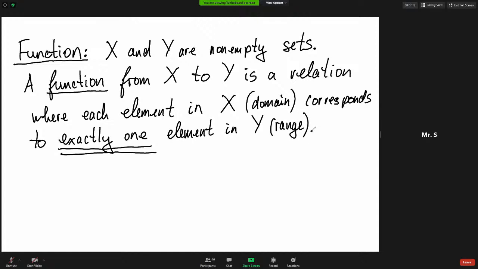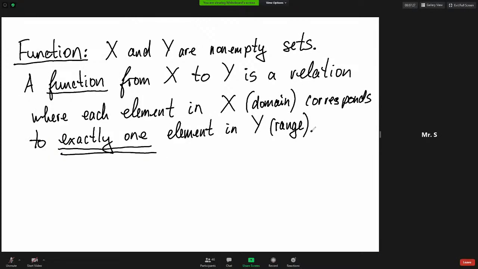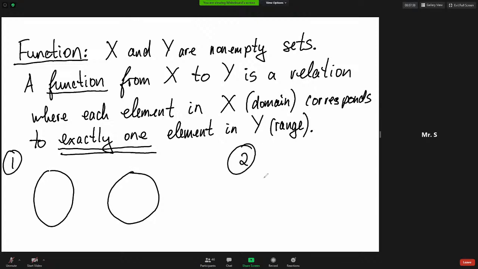So that's how we would define a function. It is still a correspondence between two elements, but it's a correspondence such that all the elements in the domain, any one of them you pick, only goes to one element in the range. So to make it into a little bit of a more clear example, let's consider these two cases.